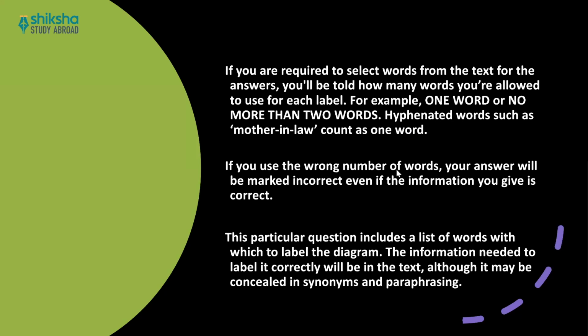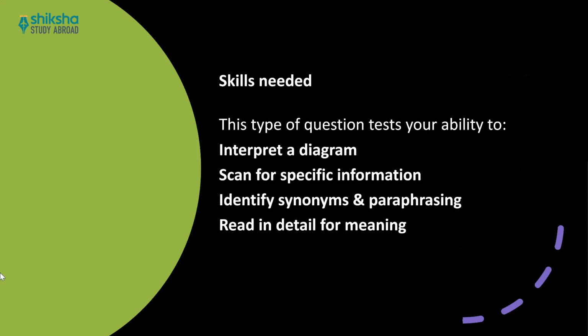If you use the wrong number of words, your answer will be marked incorrect, even if the information you give is correct. This particular question includes a list of words with which to label the diagram. The information needed to label it correctly will be in the text, although it may be concealed in synonyms and paraphrasing. So you must be aware that in the reading paper, synonyms and paraphrasing play a very important role. So just enhance your vocabulary before sitting for the exam.